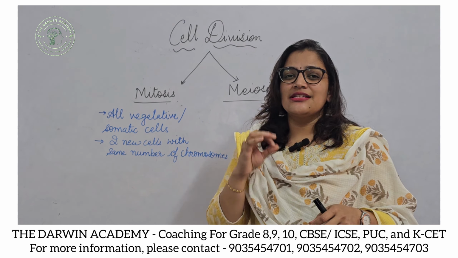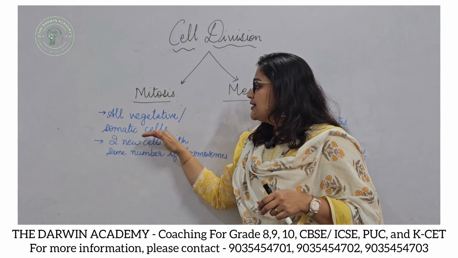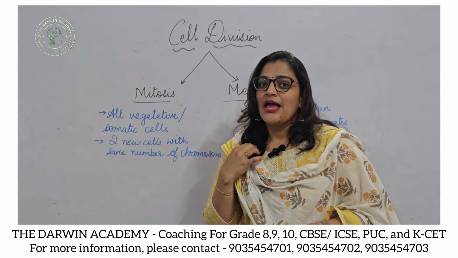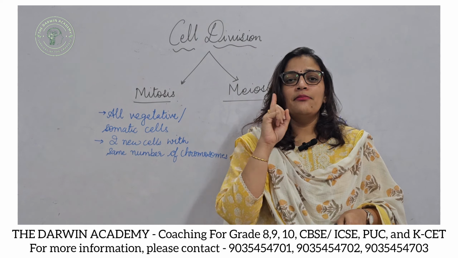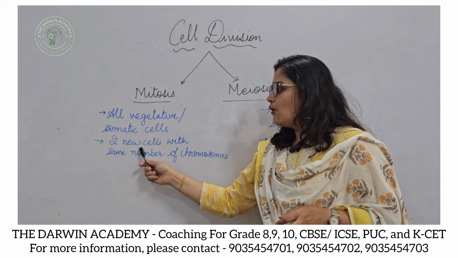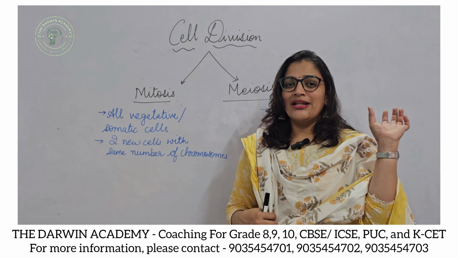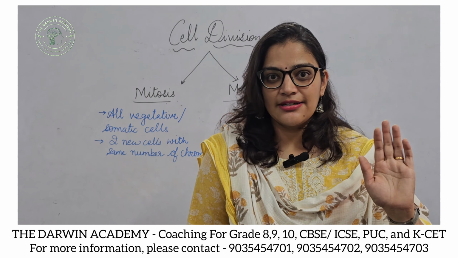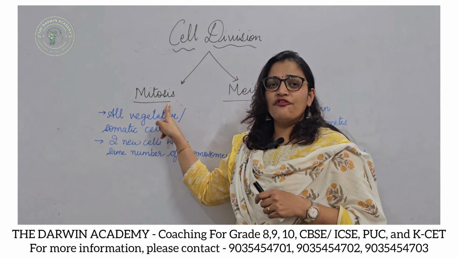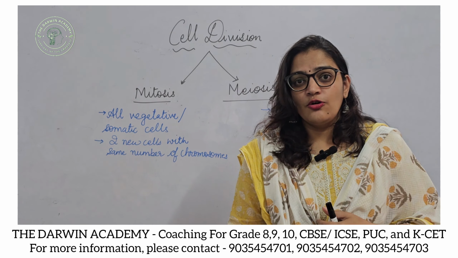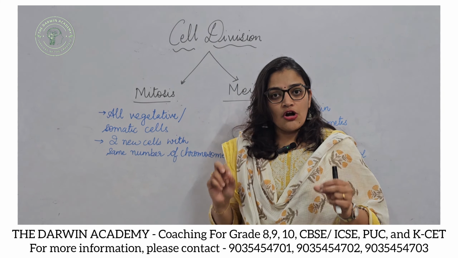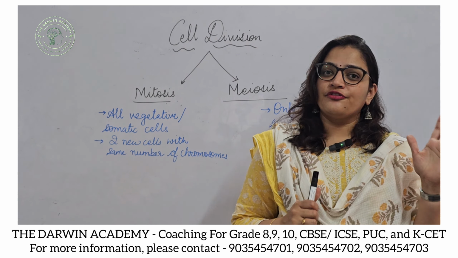Except the sex cells or the gametes, all other cells are called somatic cells, and that is where mitotic cell division occurs. As a result of mitosis, one mother cell would divide to give rise to two new daughter cells. We call them daughter cells, and the one cell which is undergoing division is called the mother cell. One mother cell would give rise to two new daughter cells as a result of mitosis. And also, the number of chromosomes found in these two new daughter cells will be the same as that of the mother cell.